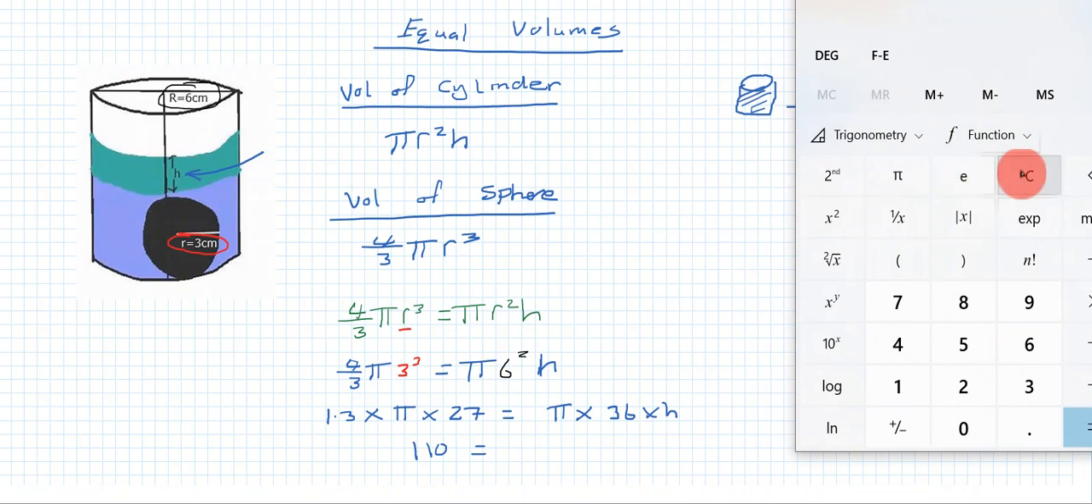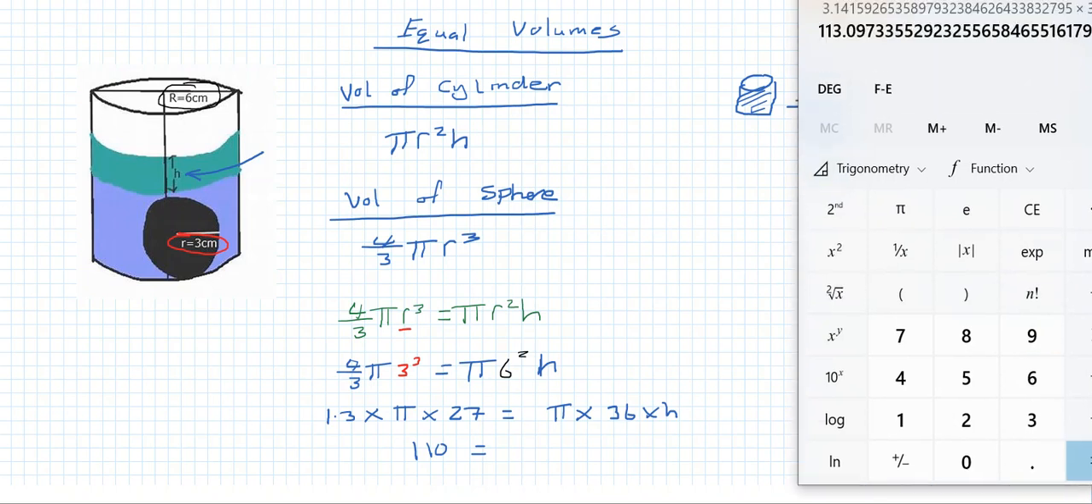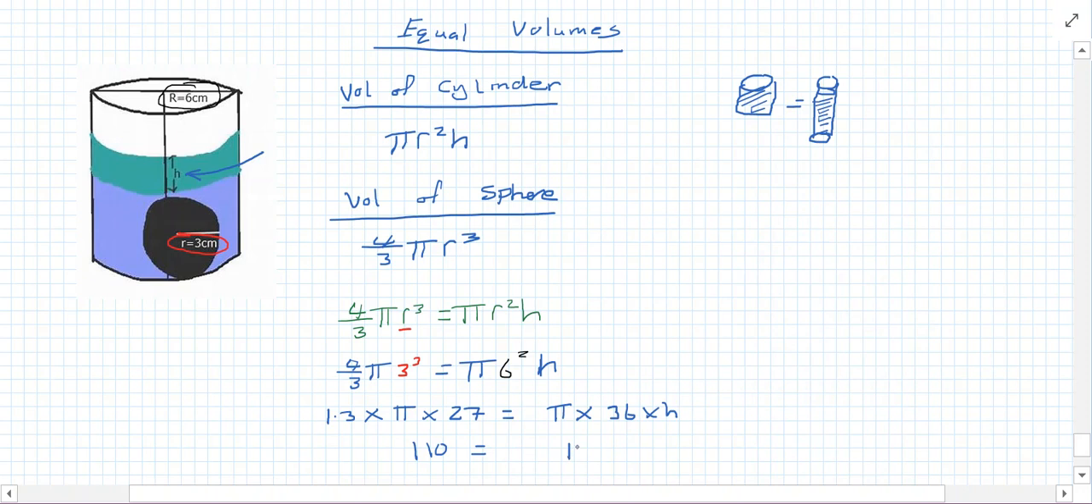So pi multiplied by 36 is equal to 113.09, so we'll just round it to 113, so 113 times h. Okay, so then what we want to do is find out what h is. So we have to try and get this h on its own. In order to do that, we divide this side by 113 and divide this side by 113.